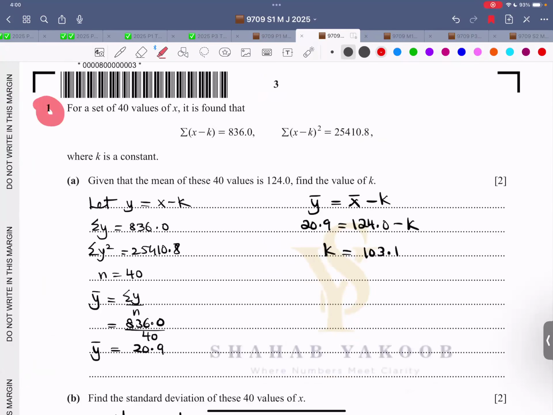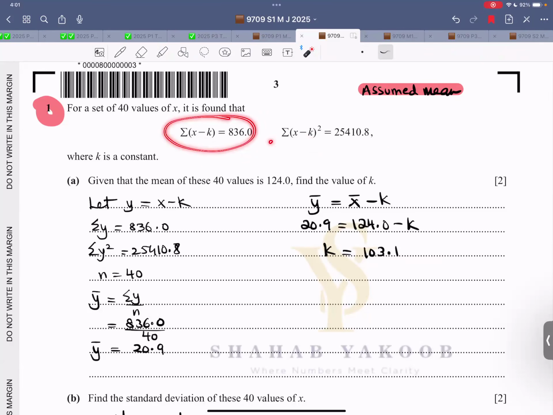Now, question number 1, it says find the set of values of x. For a set of values of x, this data is given where k is a constant. Now, what is this question all about? This question is about coding. This is about assumed mean, where you subtract a constant value from each of your values of x, and then you gather this data. This is called summarized data.